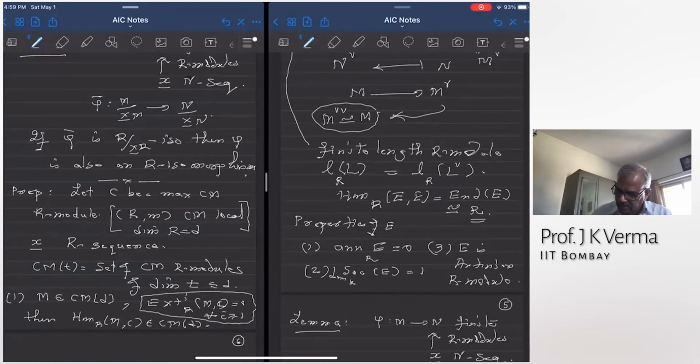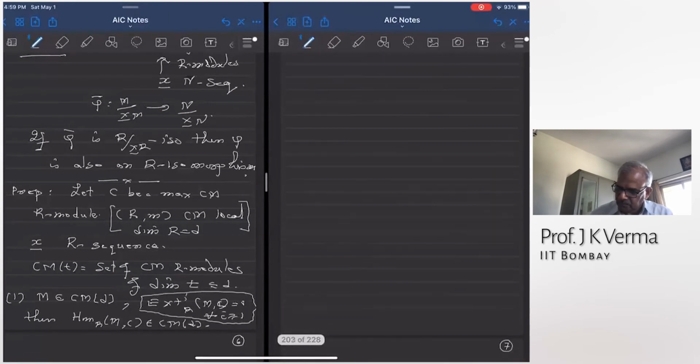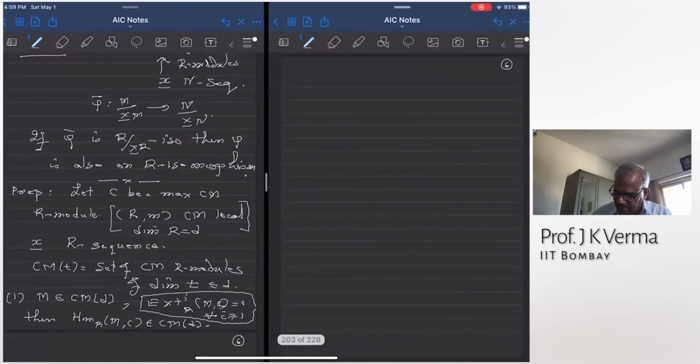Now this assumption, Ext^i(M, C) is 0, is satisfied when C has finite injective dimension. We'll see that in a minute. So this is not an artificial condition. A canonical module satisfies this condition. So the maximal Cohen-Macaulay module is mapped to a maximal Cohen-Macaulay module when I take Hom(M, C). That is the first statement.